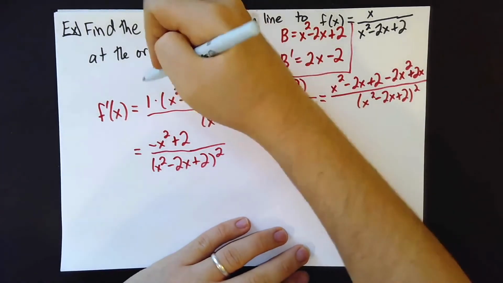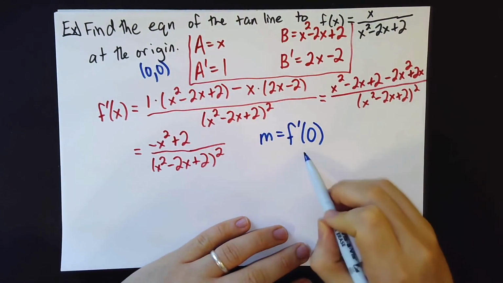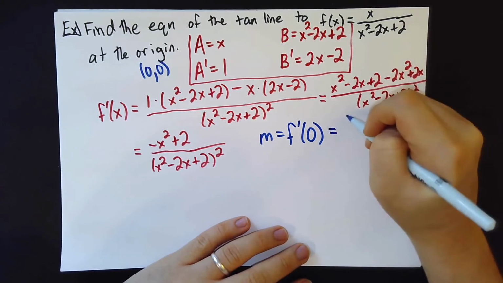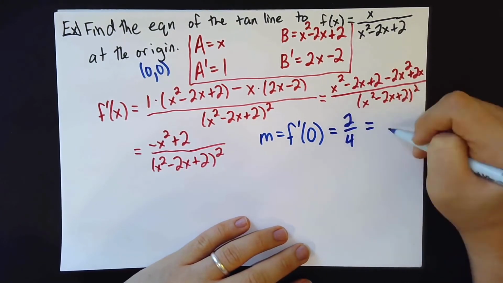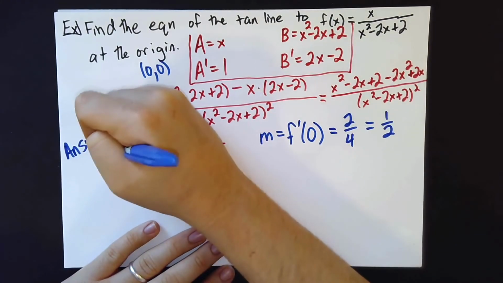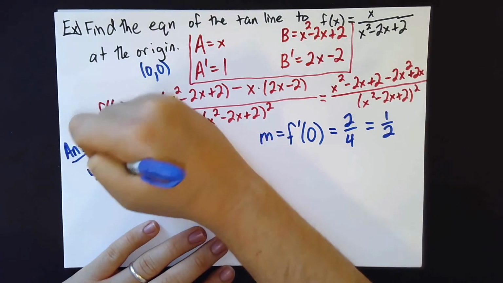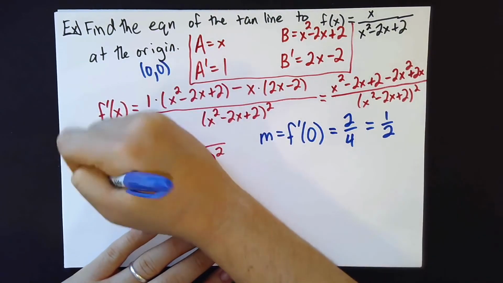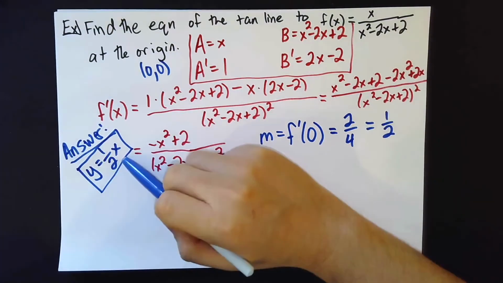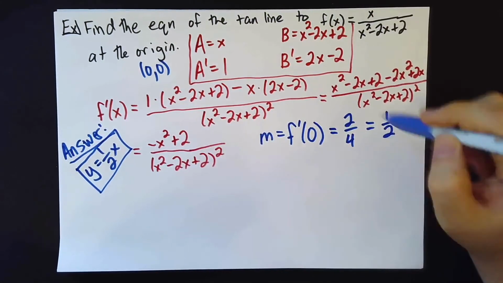Now remember, the origin is just the point 0, 0. So my slope is going to be f prime of 0, which is going to be 2 over 4, which is 1/2. And by virtue of being the origin, that's also the y-intercept. And so that tells me that the equation of my tangent line here is just y equals 1/2 x. Again, that's because normally it would be mx plus b. M is a half, but b is 0.